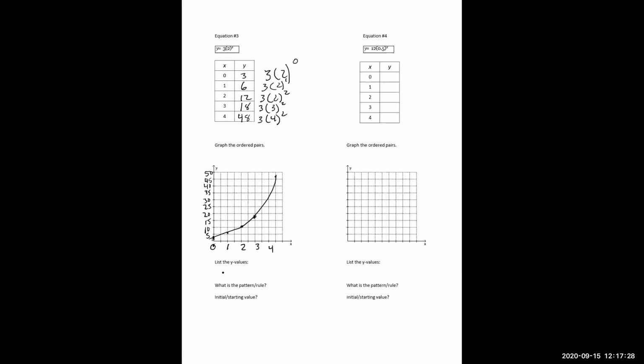So list the y values. So we have 3, 6, 12, 24, 48. What's the pattern? So how did I go from 3 to 6, 6 to 12, 12 to 24? We can kind of see here that we're doubling or multiplying by 2. The starting value here, that was 3. All right, so now in terms of our equation, we had y equals 3 times 2 to the x. So here's the multiply by 2 part. Here's your starting value of 3.